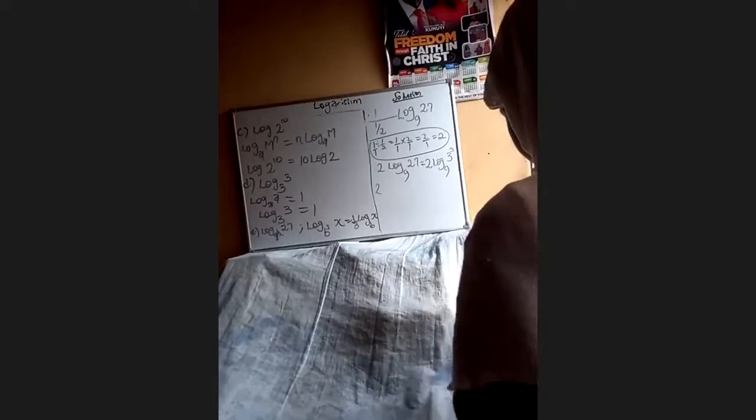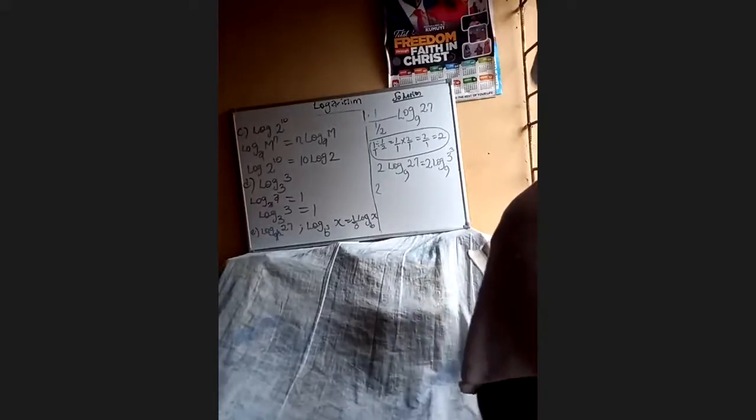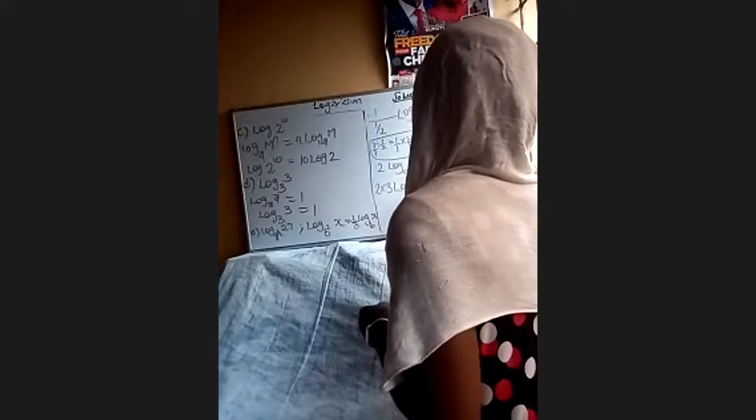Now let's take it step by step. We have 2 logarithm of 3 raised to the power of 3 base 9, because 27 is the same thing as 3 raised to the power of 3. So we have this as 2 times 3 logarithm of 3 base 9. So this gives us 6 logarithm of 3 base 9.